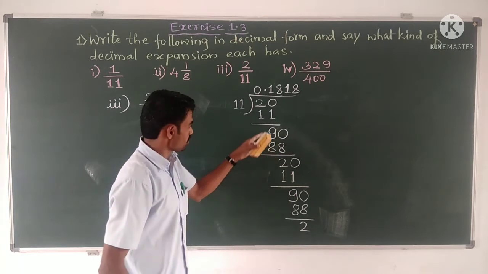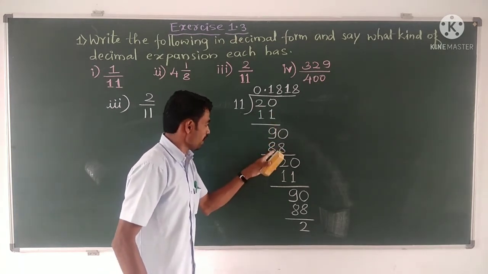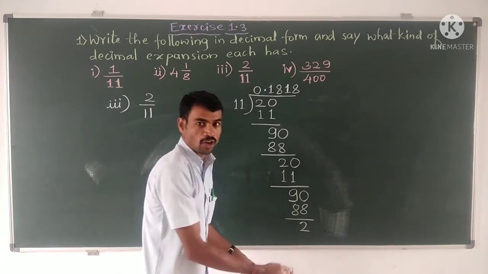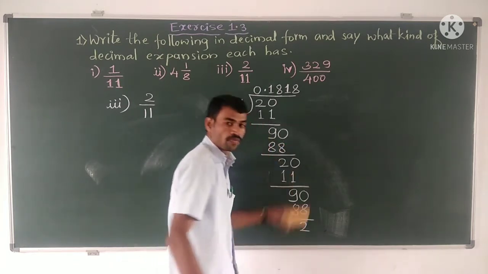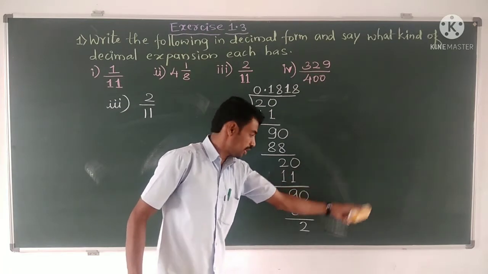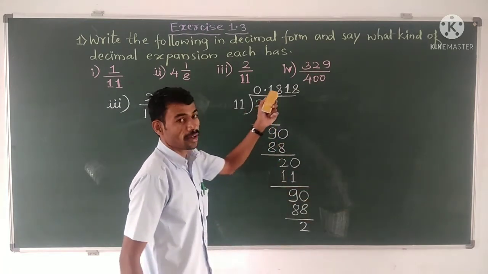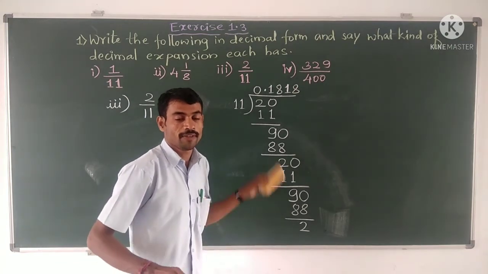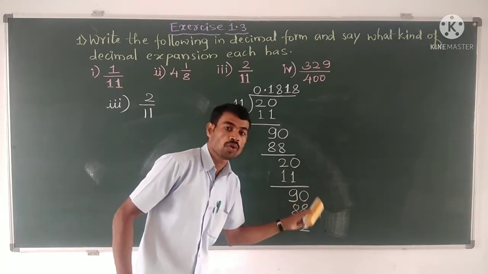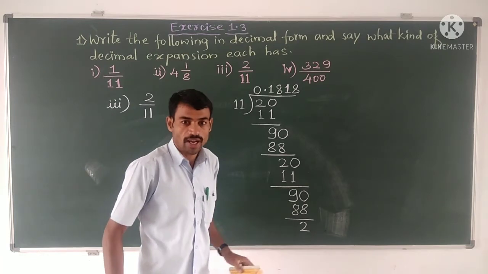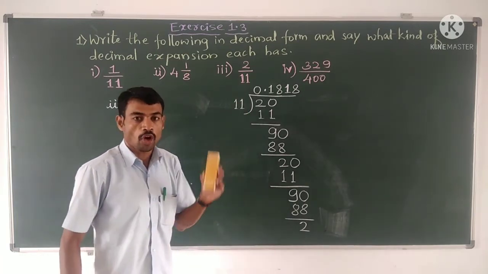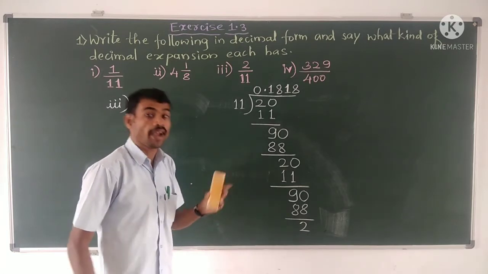So what are the remainders we are obtaining? 2 and 9. So here the remainder is not equal to 0. If you go on continuing the division, we won't get the remainder 0. This process will not end. That's why this rational number has non-terminating decimal expansion.